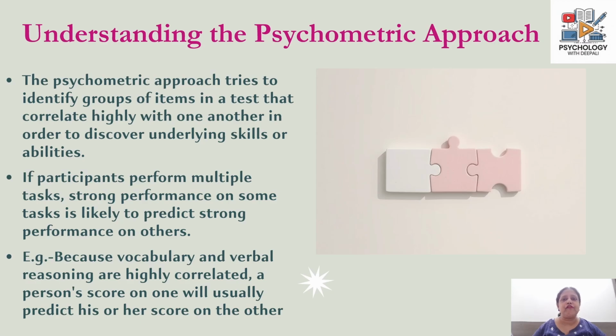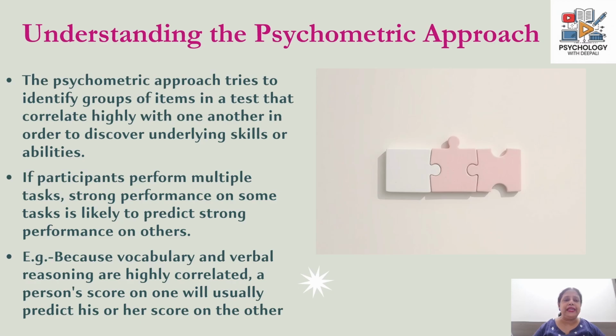So if participants perform multiple tasks on a particular test, where there are different items and different assessments, strong performance on some of the items is likely to predict strong performance on other items. Why? Because all those items, let us say 10 or 15 items, are measuring something similar. That is why performance on these items will group together. You will find similar performance on all these 10 or 15 items, and the reason is that there is some underlying cognitive or intellectual ability which is common to all of them.